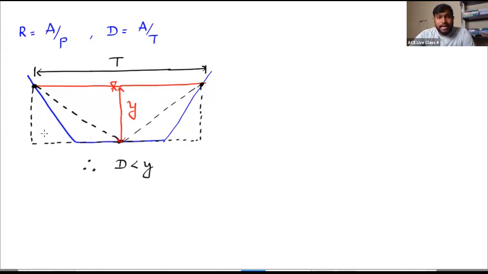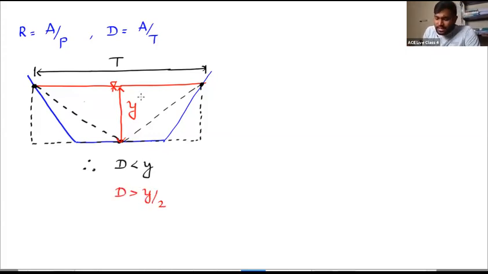And when I draw the rectangle, the rectangle portion is outside of the trapezoidal. Or I can say the trapezoidal section is present between the rectangle and a triangle, right? So as the trapezoidal is present inside of the rectangle, D is less than Y. As the trapezoidal is present outside of the triangle, D is going to be more than Y by 2.